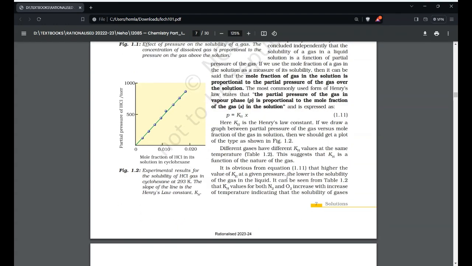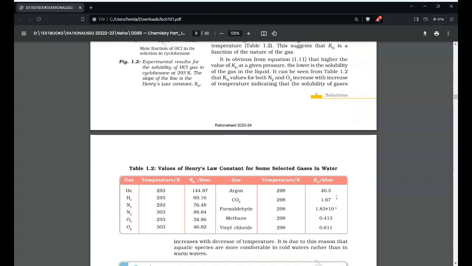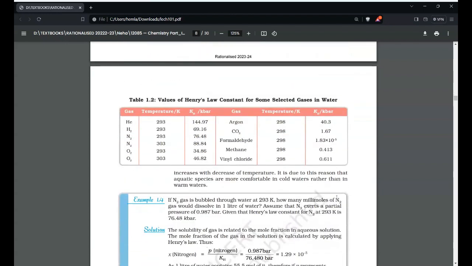Now, it is obvious from equation 1.11 that higher the value of KH at given pressure, the lower the solubility of gas in liquid. It can be seen in table 1.2 that KH values for both N2 and O2 increase with increase of temperature, indicating that solubility of gases increase with a decrease of temperature. It is due to this reason that aquatic species are more comfortable in cold water rather than warm water. Now, this thing can come for 2 marks too. Why aquatic species are comfortable in cold water rather than warm water?